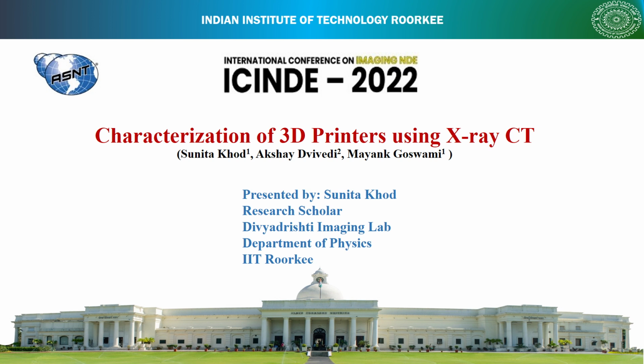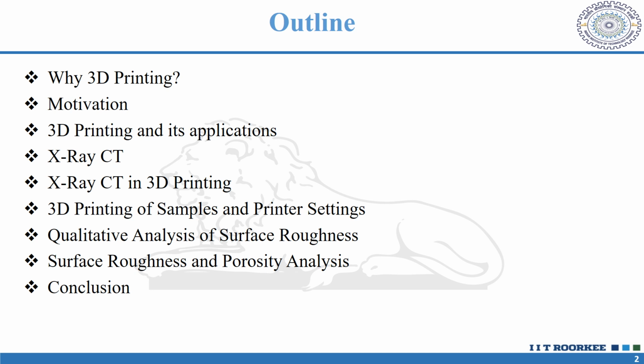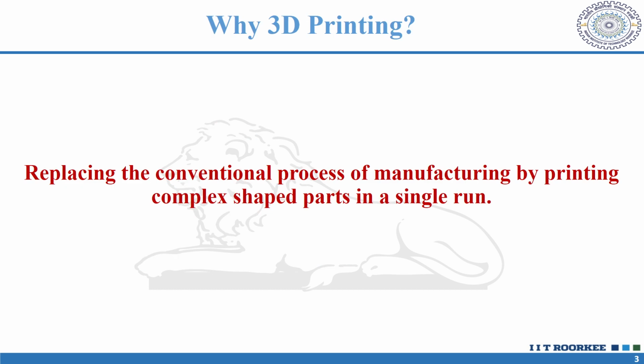So in this context, I will briefly explain how we can characterize different 3D printed samples using X-ray CT, why 3D printing is used at such a faster rate, and how we can check the quality of 3D printed samples by determining surface roughness and porosity present in the 3D printed samples. So, 3D printing is used everywhere today, from the manufacturing of toys to the prototyping of automobiles.